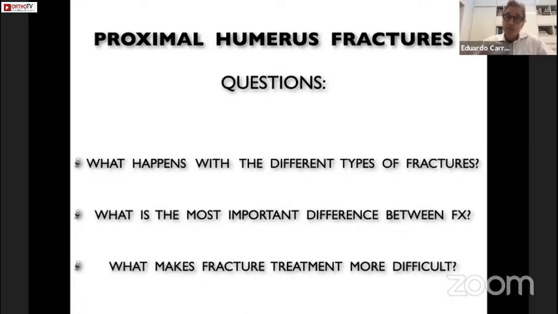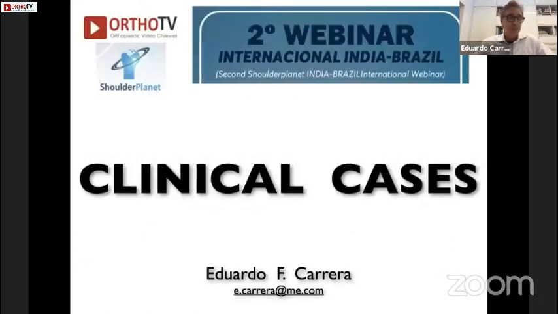What is the most important difference? The most important difference between the fractures is that in one fracture there is no bone loss, and in another one, you have bone loss in the impacted fractures. This makes treatment difficult because when you reduce, when you put the fragments in the anatomical position, there is bone loss in the metaphysis area, and this makes the treatment difficult.